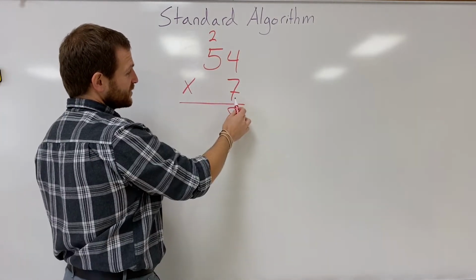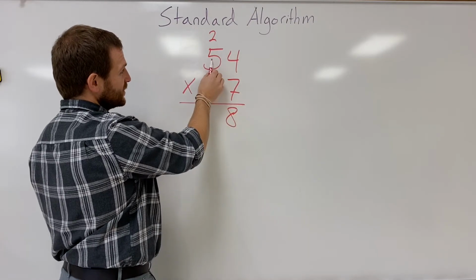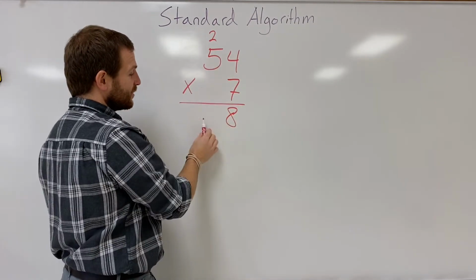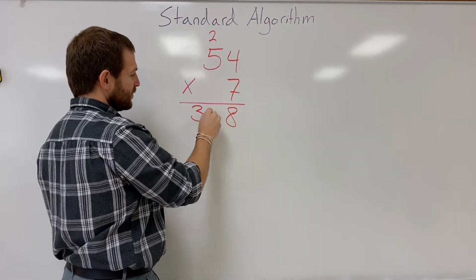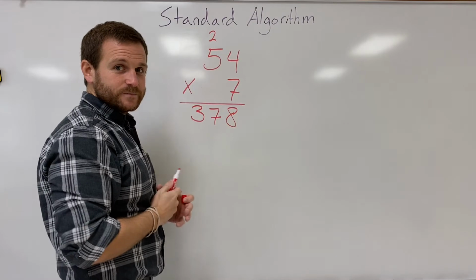I'm finished with 7 times 4, so now I do 7 times 5. 7 times 5 is going to give me 35, plus my 2 that I carried is going to give me 37.